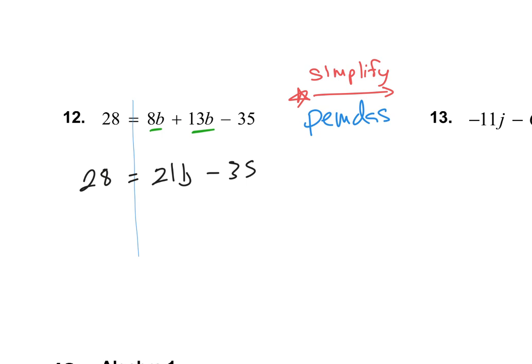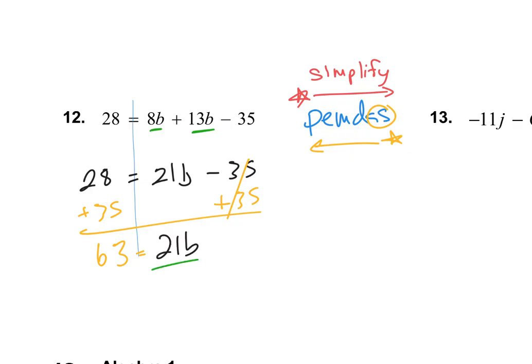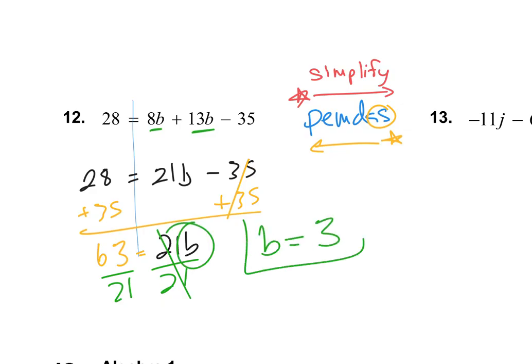And so now I am down here to start solving and start with the adding and subtracting. I'm going to add 35. Gone. And then I get 63 equals 21b, divided by 21, divided by 21. And I get that b equals 3.